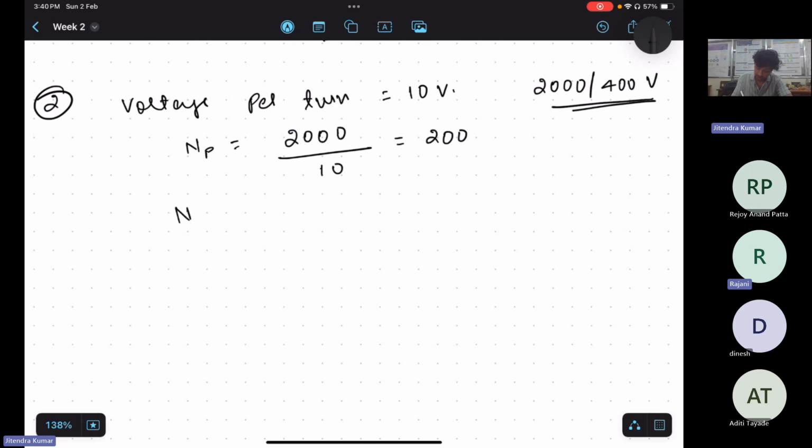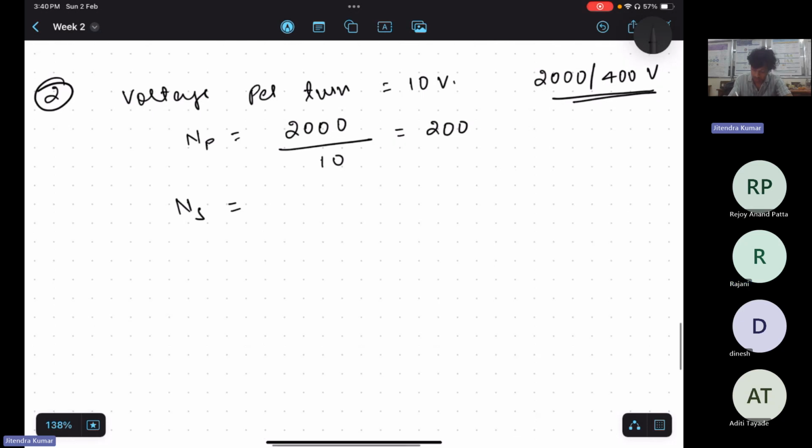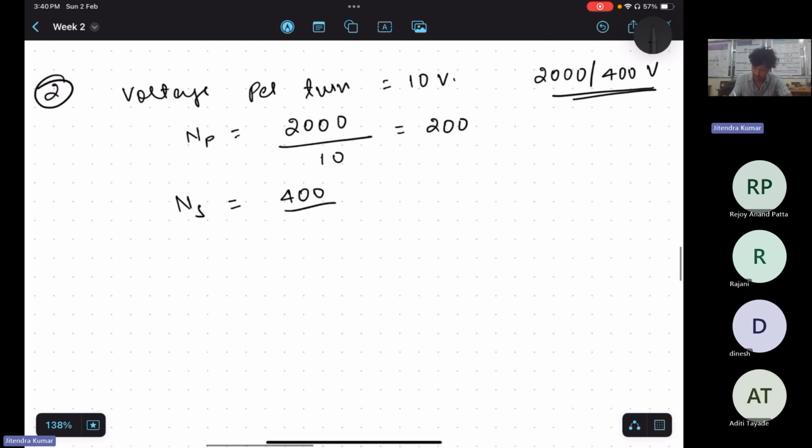Similarly, the secondary winding will have how many turns? The total voltage on the secondary side, 400 divided by 10, so it will be 40. Right. So you are done with the total number of turns. Now, can you calculate the current?